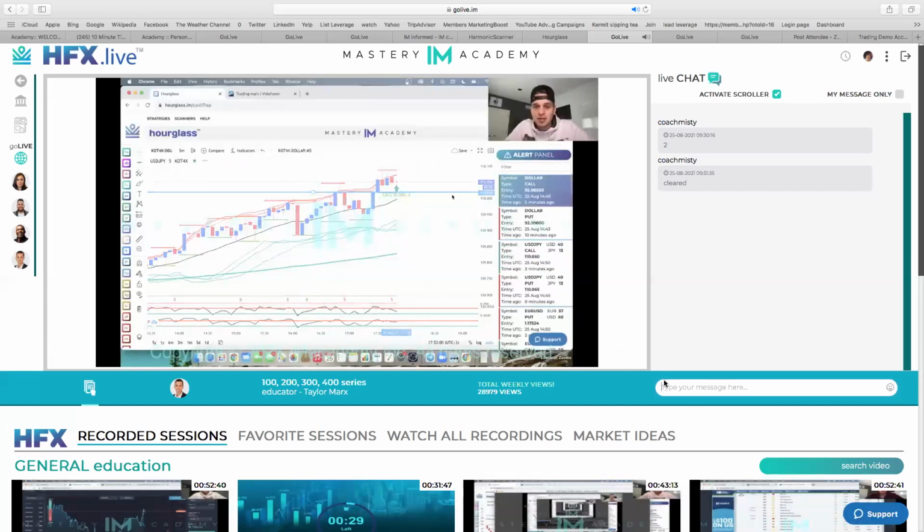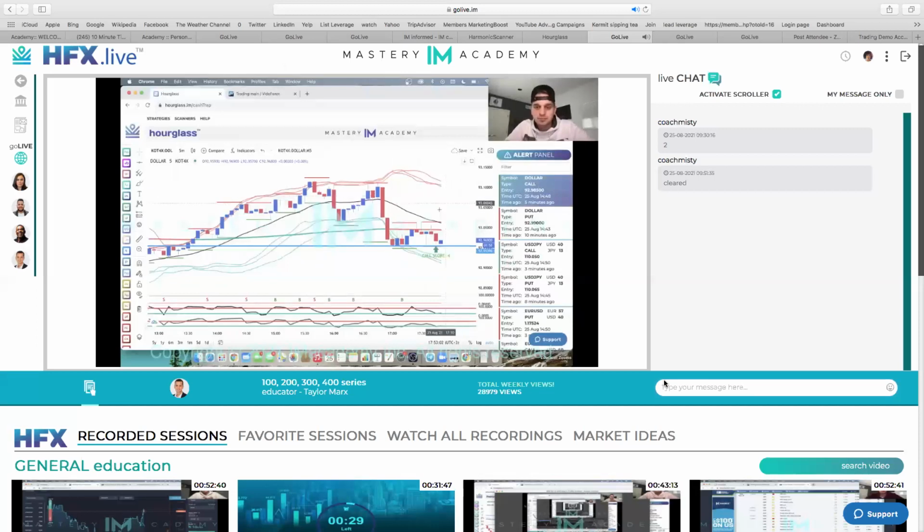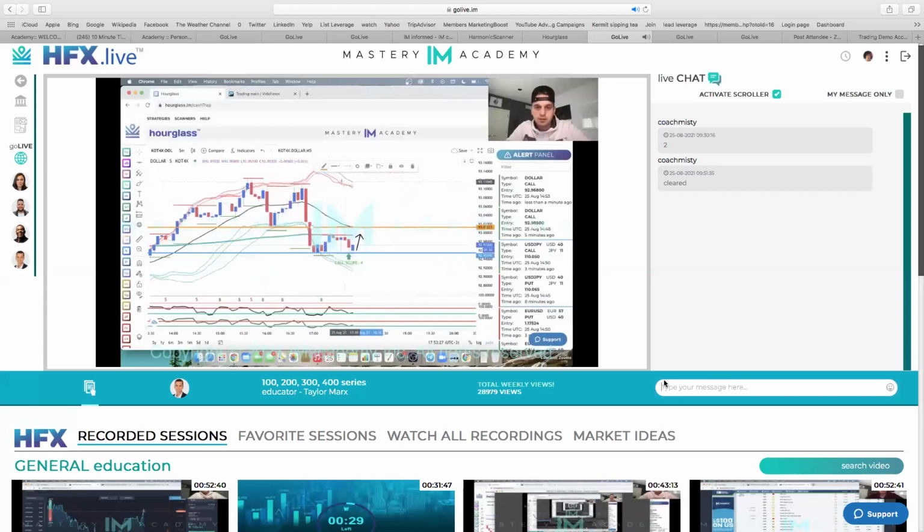Let's look at the DXY. So the DXY came down, hit the support, and now it's reversing up. I don't think it's going to reverse up for a very long time, but I believe we can get a little bit of movement here, just like that. And then I believe that it's going to get bounced off of here.